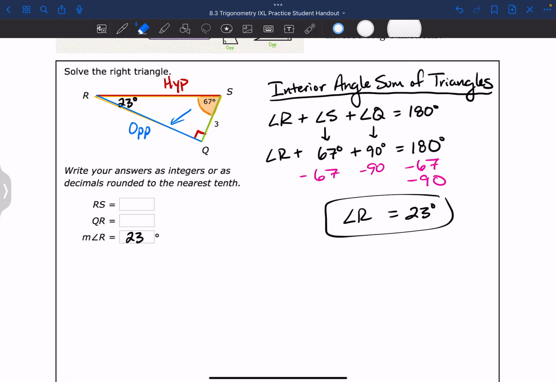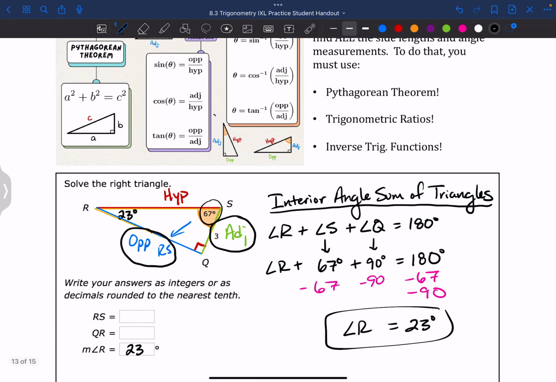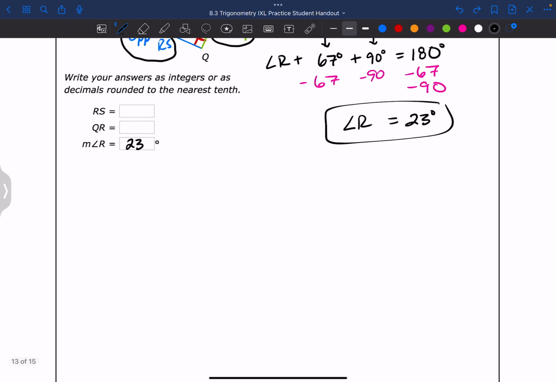We don't need that, there we go. This is adjacent. Now, if I'm looking for RS, I'm going to have to use opposite and adjacent, because adjacent is what is given to me. I'm going to use 67 as my angle. So, which trig ratio deals with opposite and adjacent? Tan. So I'm going to use tan.